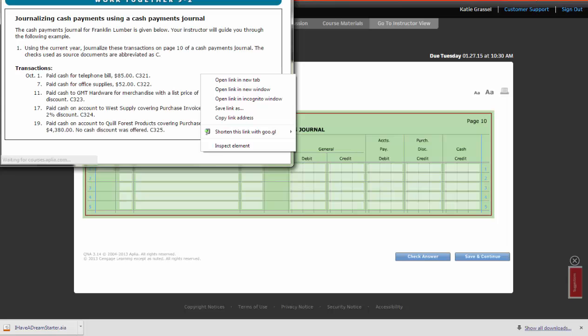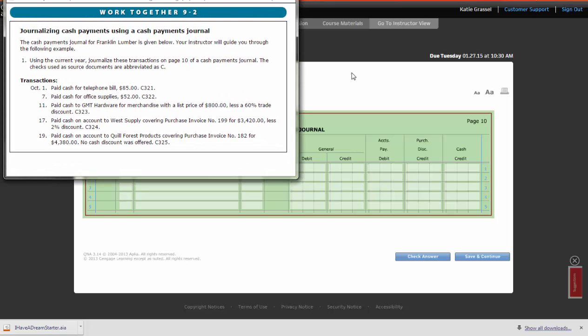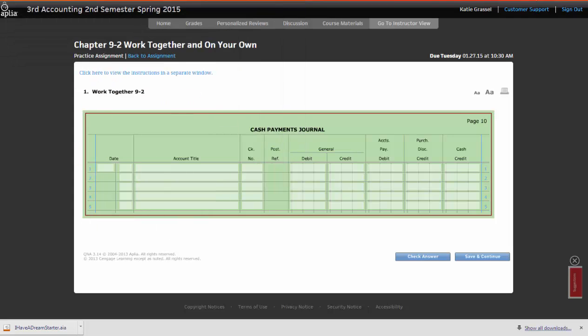So let's go ahead and take a look at our directions. They read: cash payments journal for Franklin Lumber is given below. I'm going to guide you through the following example. Using the current year, journalize these transactions on page 10 of the cash payments journal. The checks used as source documents are abbreviated as C. So the first transaction, October 1st, paid cash for telephone bill, $85, C321. So we know it's October. Let's get that on there. The date is the 1st.